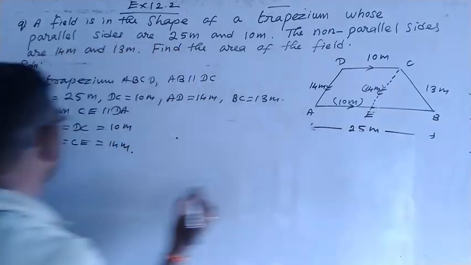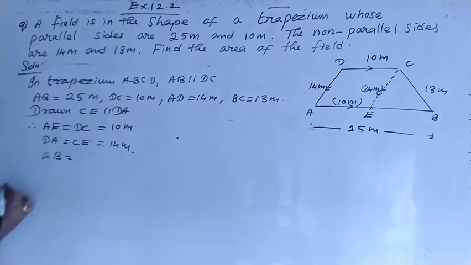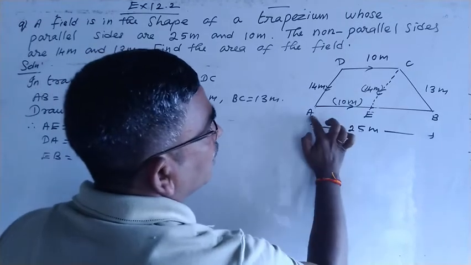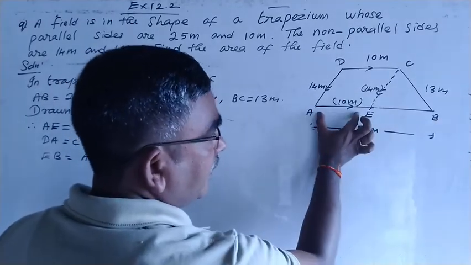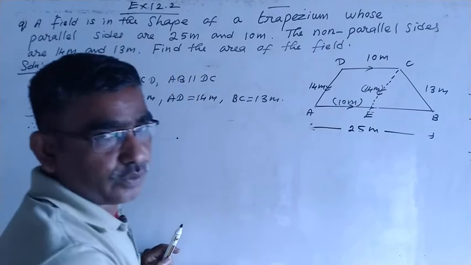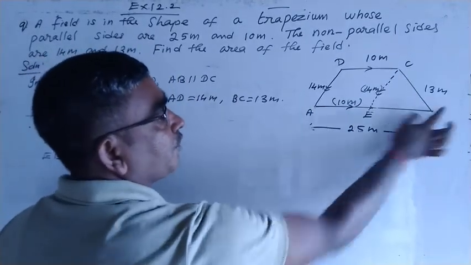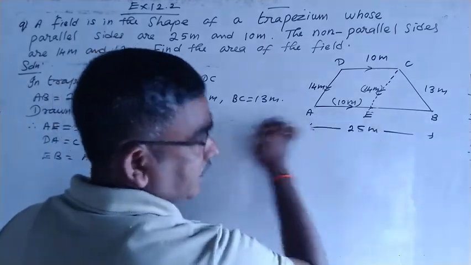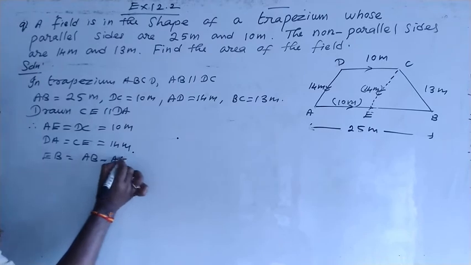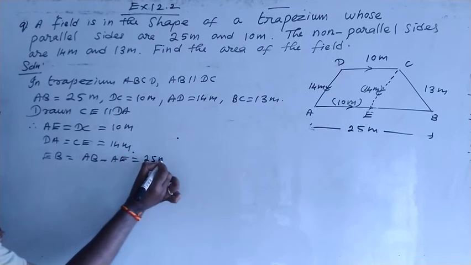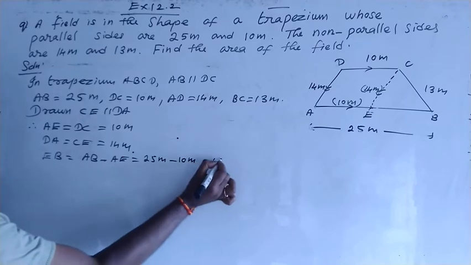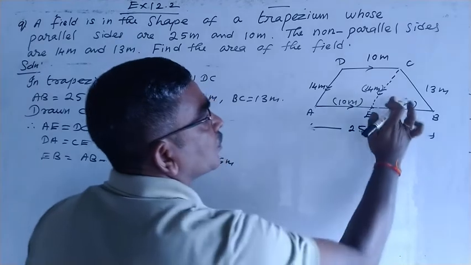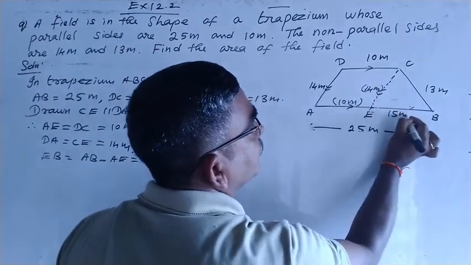So what is EB? EB can be found out. You want the EB value, but you see AB is 25 meter and AE is 10 meter. Totally it is 25, and this part is 10. So how much is this one? We know it is 15. How to get it? AB minus AE, that means 25 meter minus 10 meter, equal to 15 meter. So we got this measurement, 15 meter.